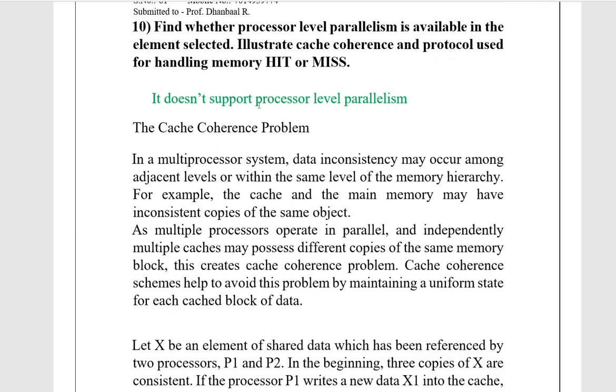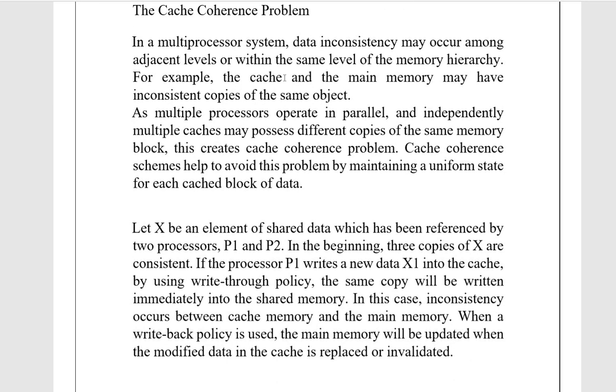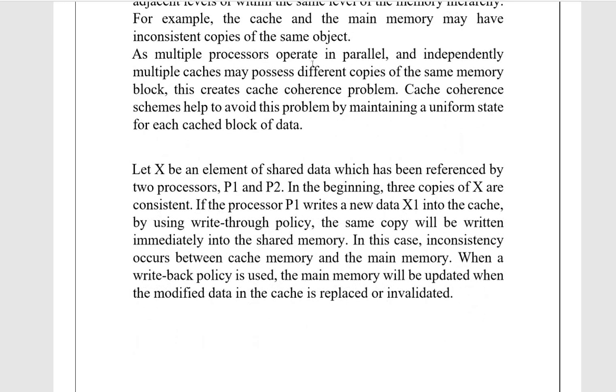And my microprocessor doesn't support processor-level parallelism because of the cache coherence problem. It is a multiprocessor system issue. Data inconsistency may occur among adjacent levels or within the same level of the memory hierarchy. For example, the cache and the main memory may have inconsistent copies of the same object. As multiple processors operate in parallel and independently, multiple caches may hold different copies of the same memory blocks.